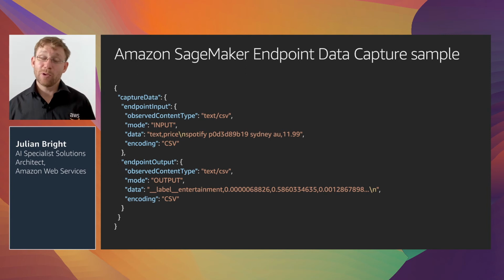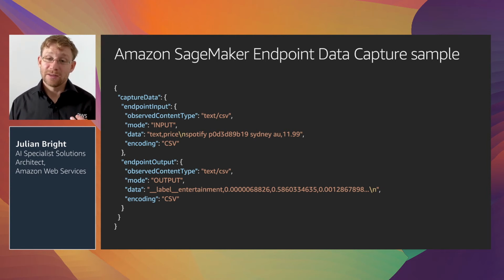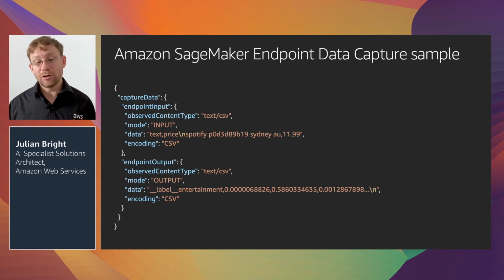And in terms of the endpoint data capture, here is a sample of what you can expect to see in both the input capture and the output capture. So for the input, we're capturing the statement text, the price, etc. And then the output is the predicted label along with the probabilities for each of the labels.